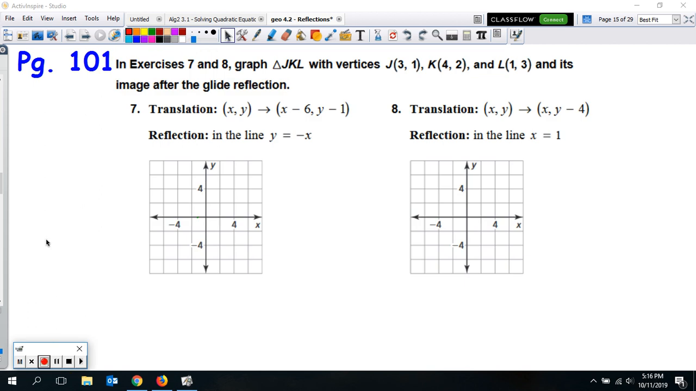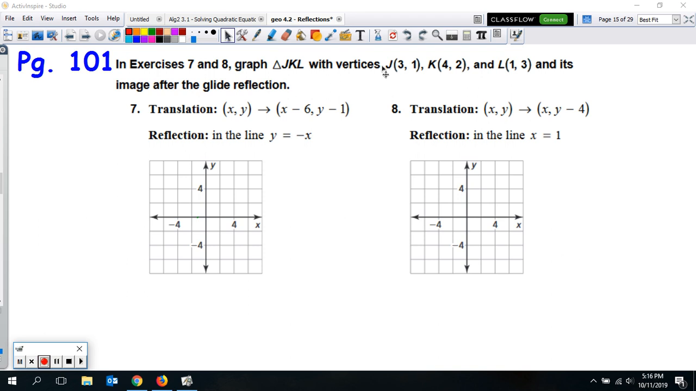Okay, so back to 101 for 7 and 8. We're going to do a couple glide reflections here on these. It says translate and then reflect. So it gives us a translation just like we learned in 4.1, where it shows us what to do to our points here. We're going to move the X, we're going to move the Y, and then we're going to reflect it after we do that in a particular line. They give us the lines here on these ones.